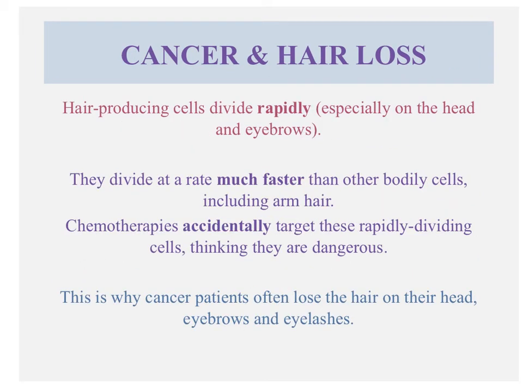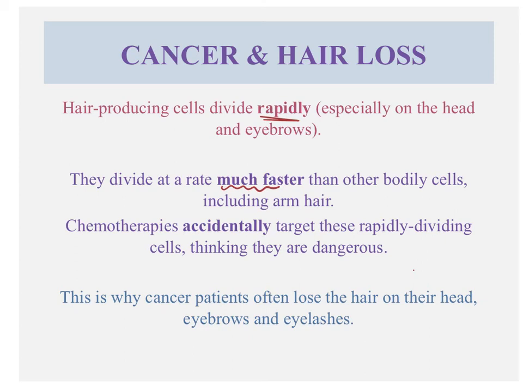Now, hair-producing cells are also rapidly dividing. You'll know if you brush your hair in the morning, hair comes out on that hairbrush daily. Hair on your head and eyebrows divides at a really, really rapid rate, much faster than other bodily cells, including things like arm hair, which is just slightly bizarre.